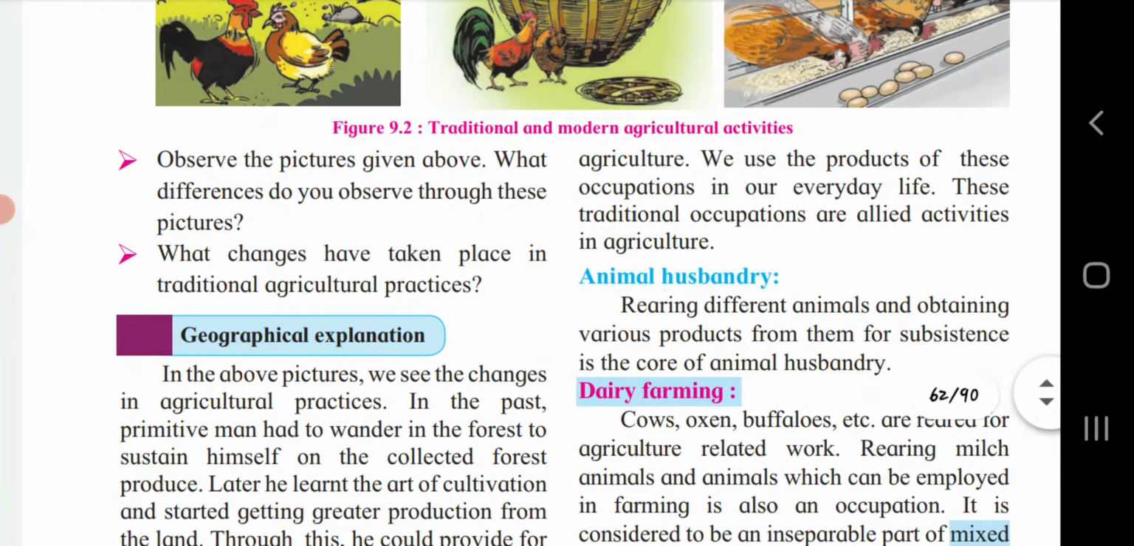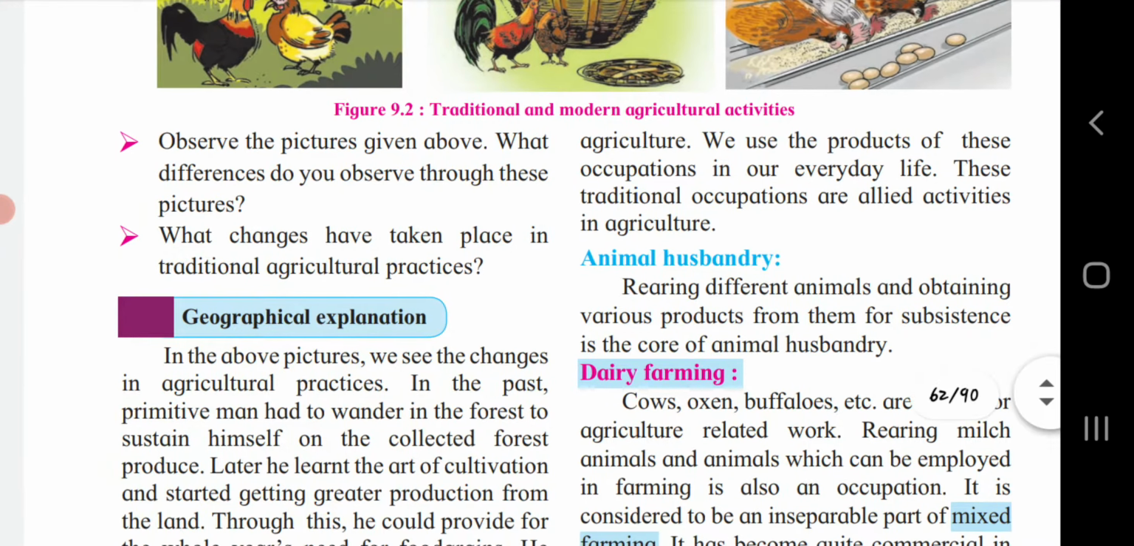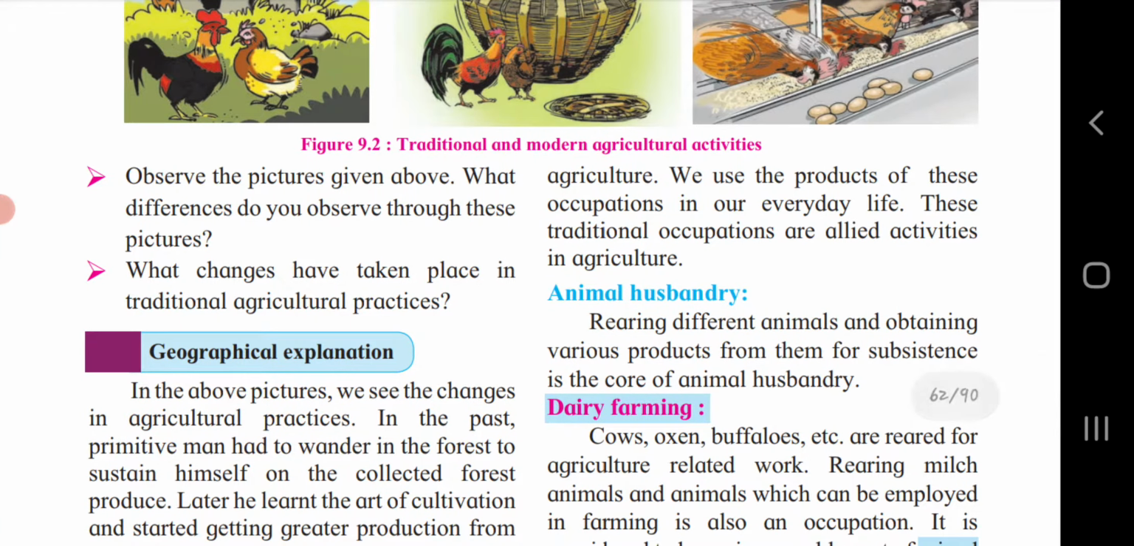Next, what changes have taken place in traditional agriculture practice, etc., for plugging the fields. However, with the advance in science and technology, machines like tractors and crushers, etc., started being used for these activities.